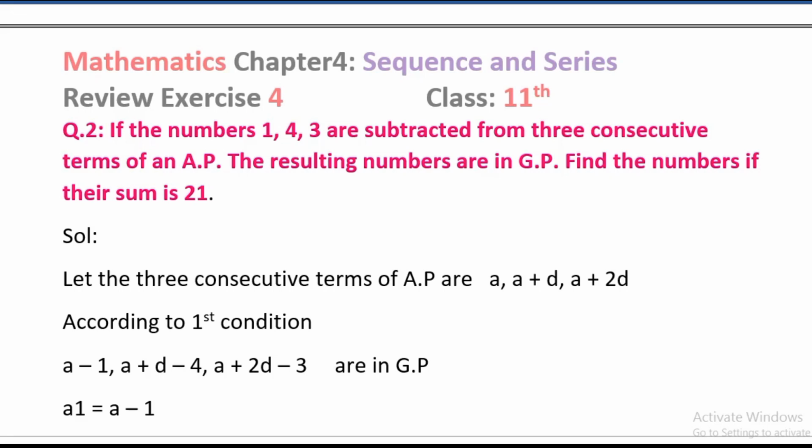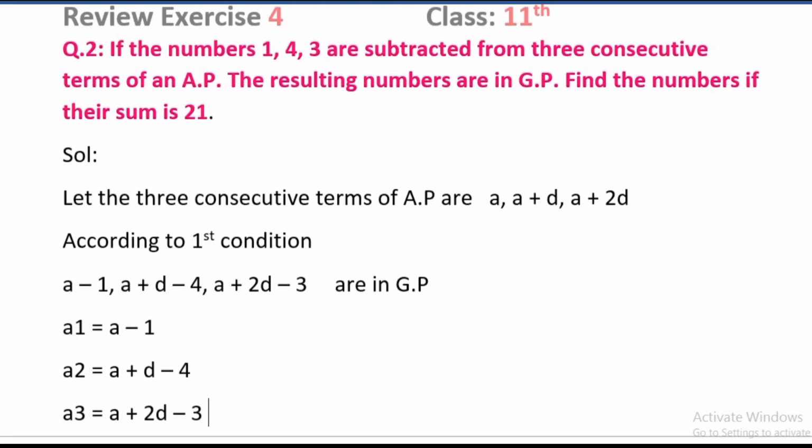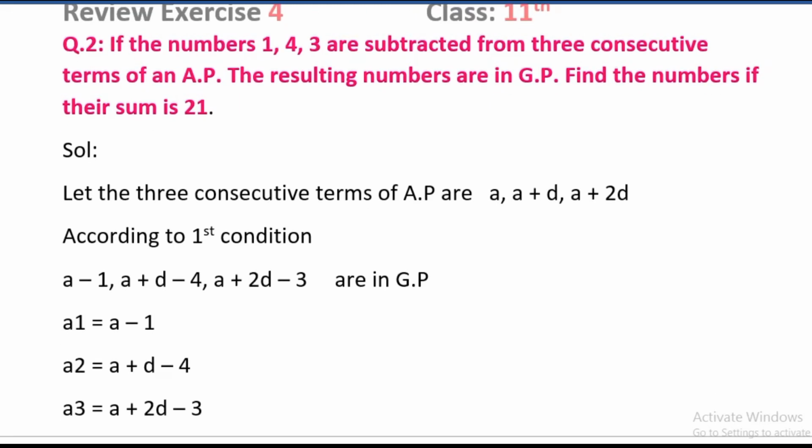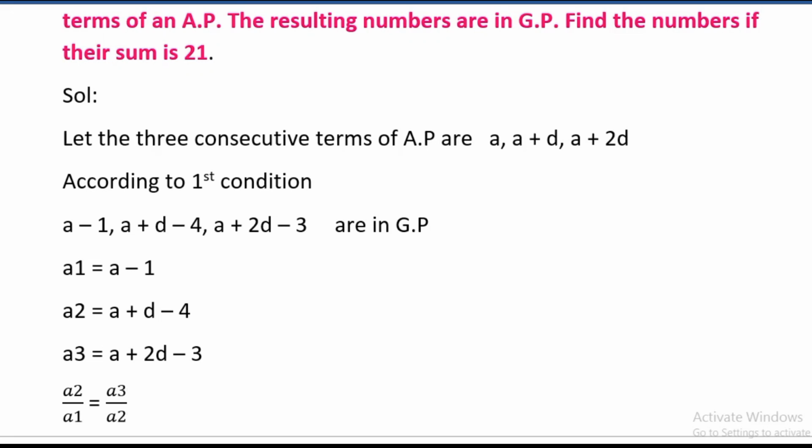Let the 3 consecutive terms of the arithmetic progression be a, a plus d, a plus 2d. According to the first condition, if the numbers 1, 4, 3 are subtracted from the 3 consecutive numbers, that is a minus 1 first term, a plus d minus 4 second term, a plus 2d minus 3 third term, they are in geometric progression. So a1 is equal to a minus 1, a2 is equal to a plus d minus 4, a3 is equal to a plus 2d minus 3.